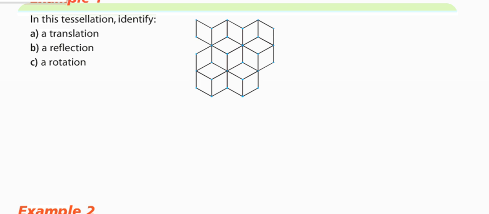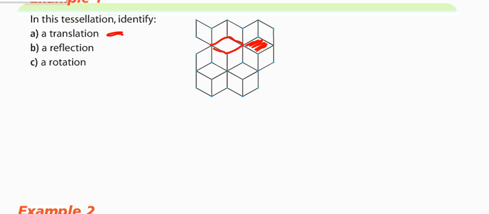So if I'm looking at this tessellation and I am looking for a translation, there are lots of options here, but I might just say that I would like to start with this diamond here, quadrilateral, and I could say that I'm going to translate it, and this is going to become my image. So I'm going to move it to the right. So that would be an example of a translation.